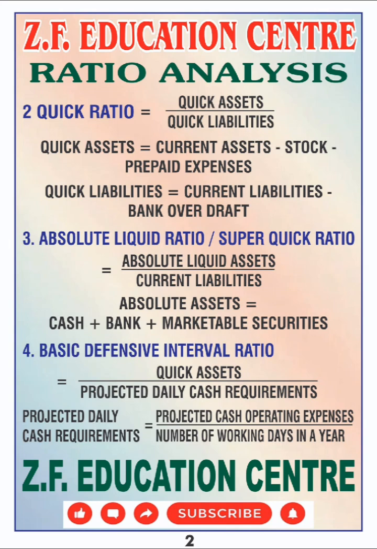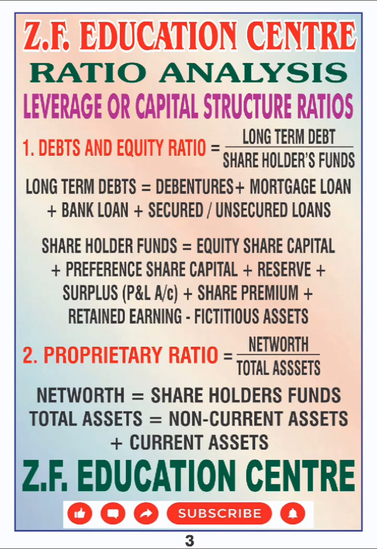Now the next formula, basic defensive interval ratio: quick assets by projected daily cash requirement. Projected daily cash requirement is equal to projected cash operating expenses by number of working days in a year. So these are the formulas of short term solvency ratios. You can see on your screen: quick ratio, absolute liquid ratio, and basic defensive interval ratio. Short term solvency ratios consist of current ratio, quick ratio, absolute liquid ratio.